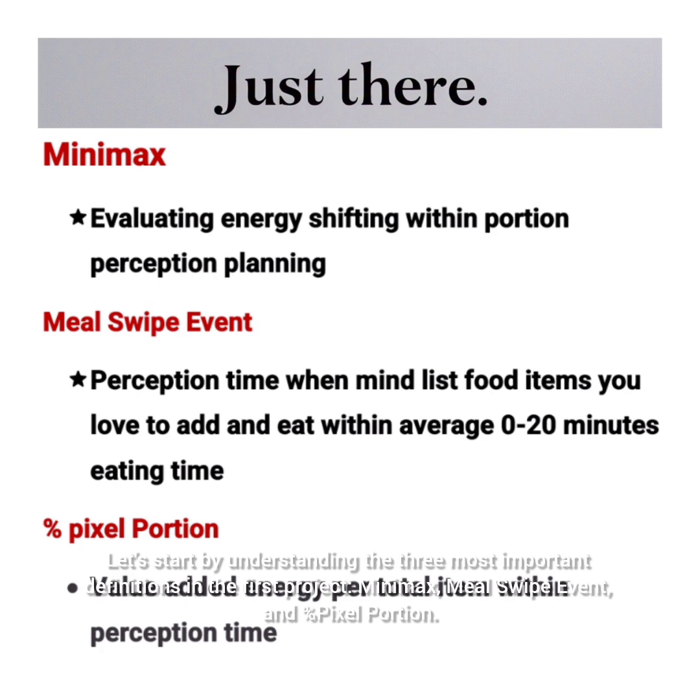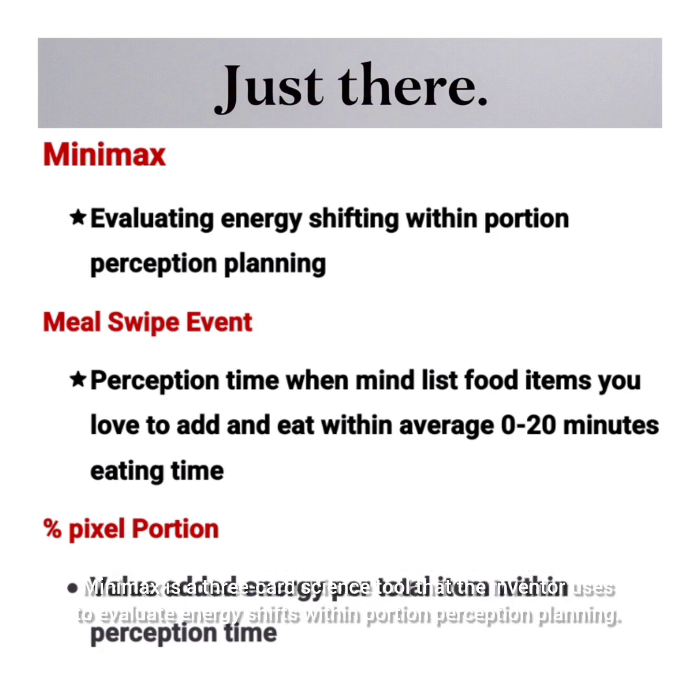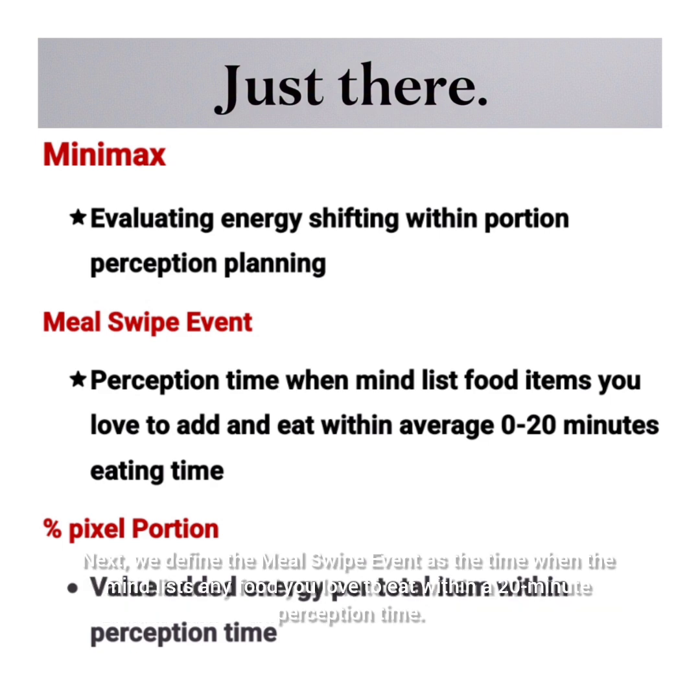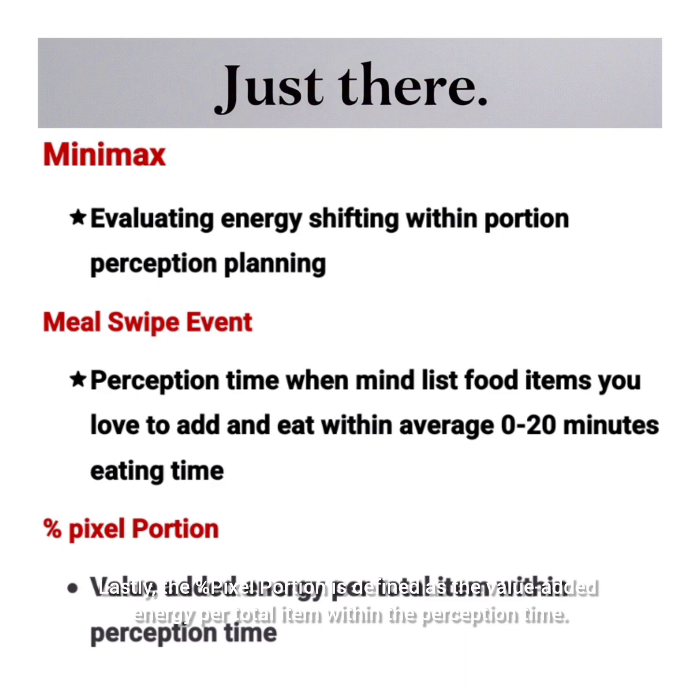Let's start by understanding the three most important definitions in the first project: Minimax, meal swipe event, and percent pixel portion. Minimax is a three-card science tool that the inventor uses to evaluate energy shifts within portion perception planning. Next, we define the meal swipe event as the time when the mind lists any food you love to eat within a 20-minute perception time. Lastly, the percent pixel portion is defined as the value-added energy per total item within the perception time.